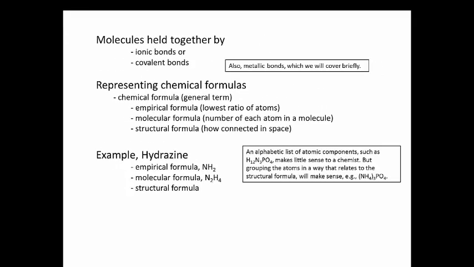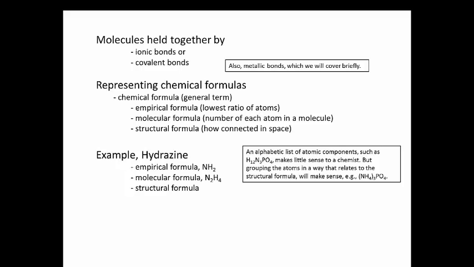Now, when we represent a molecular formula, we try to write it out in a way that makes some sense. Typically, we do not list the atomic components of a molecule in alphabetical order. For example, if we were to write out H12N3PO4, alphabetical order with the number of each in a molecule, that would actually not make much sense to a chemist. They would be scratching their heads trying to figure out what this is.